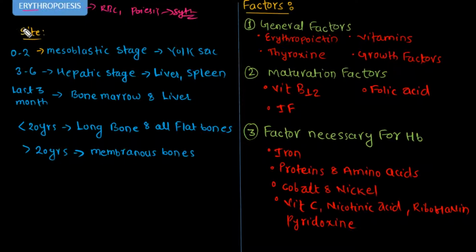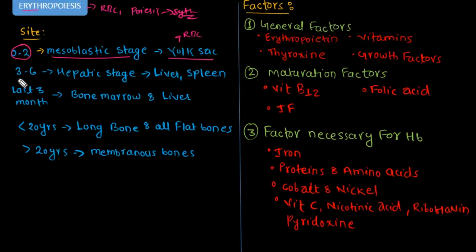Now there are different sites in our life. From the beginning of our life to the end, we have different stages and different phases of synthesis and production of RBC. So let us see from the first. From the 2 months of intrauterine life, we have the mesoblastic stage in which the yolk sac produces the RBC.